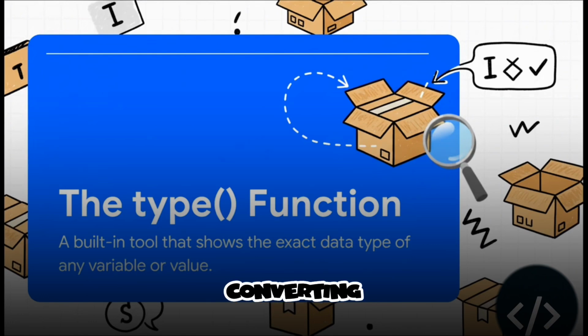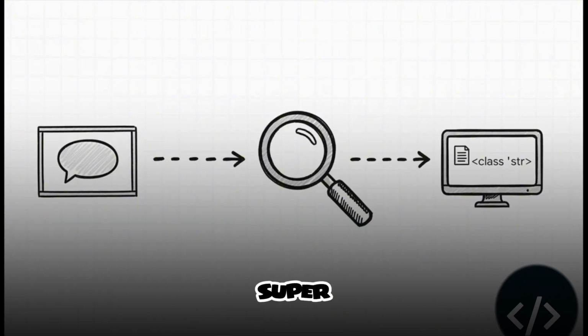So, with all this converting going on, how do you keep track of what's actually in your boxes? Well, Python gives us this awesome little built-in tool called the type function. You can hand it any variable you want, and it'll tell you exactly what data type it's holding. It's like being able to peek inside the box anytime you want.